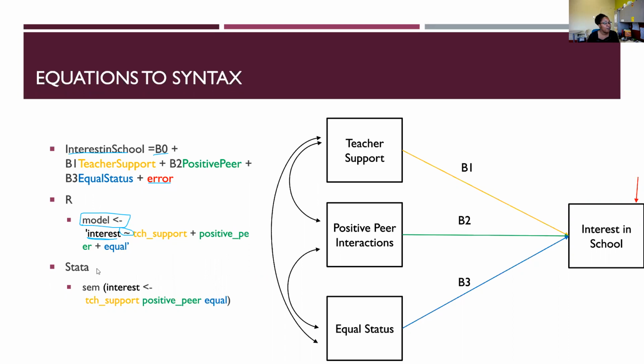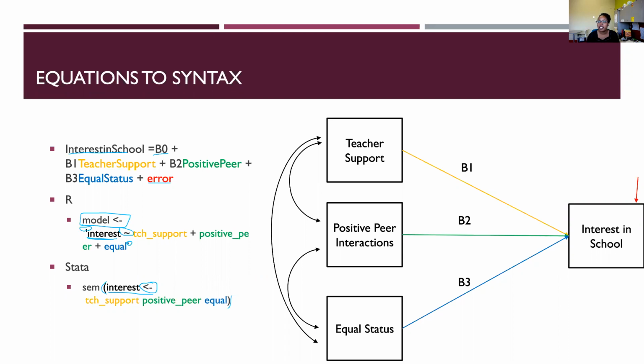And Stata is even simpler. All you're doing is interest, and this is your arrow pointing at the dependent variable, which is important, predicted by teacher support, positive, peer, and equal. So our main difference here is that in R, you're storing this in a variable called model, and so you need to have your quotation marks to show the beginning and end of that statement. In Stata, you're putting everything inside of parentheses, and you're using the arrow to indicate the dependent variable, and there's no pluses between these variables.